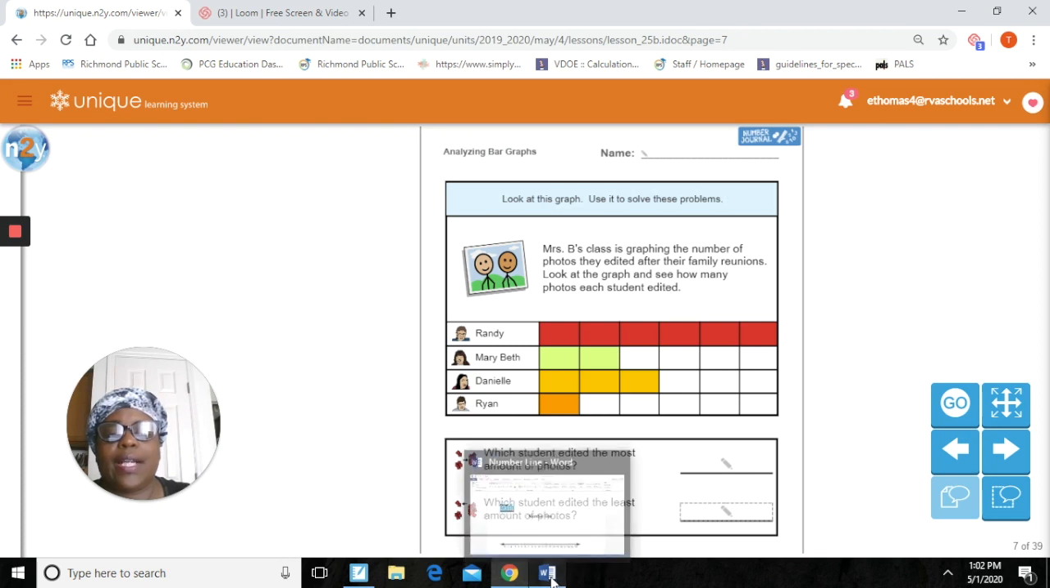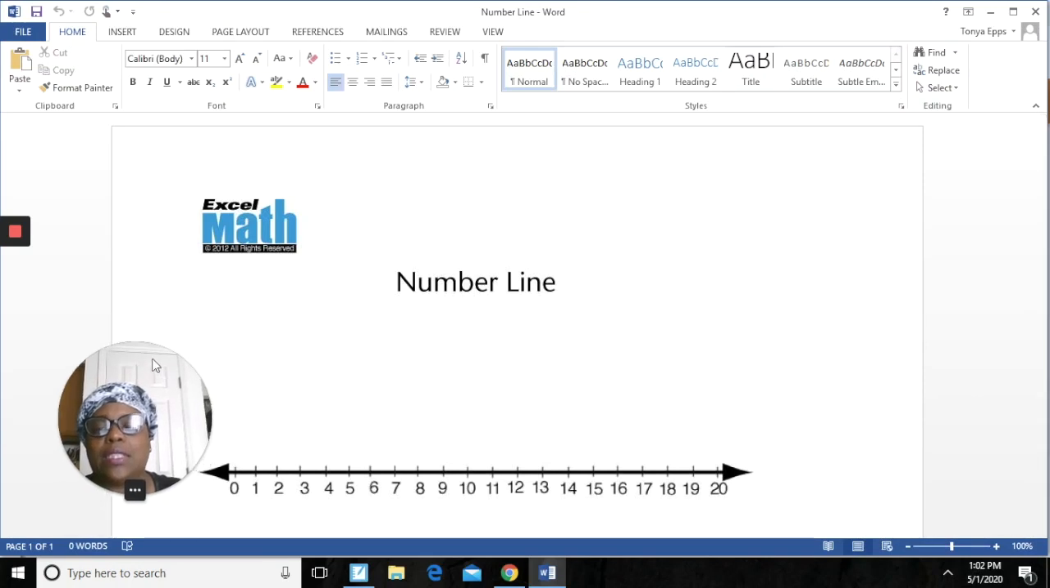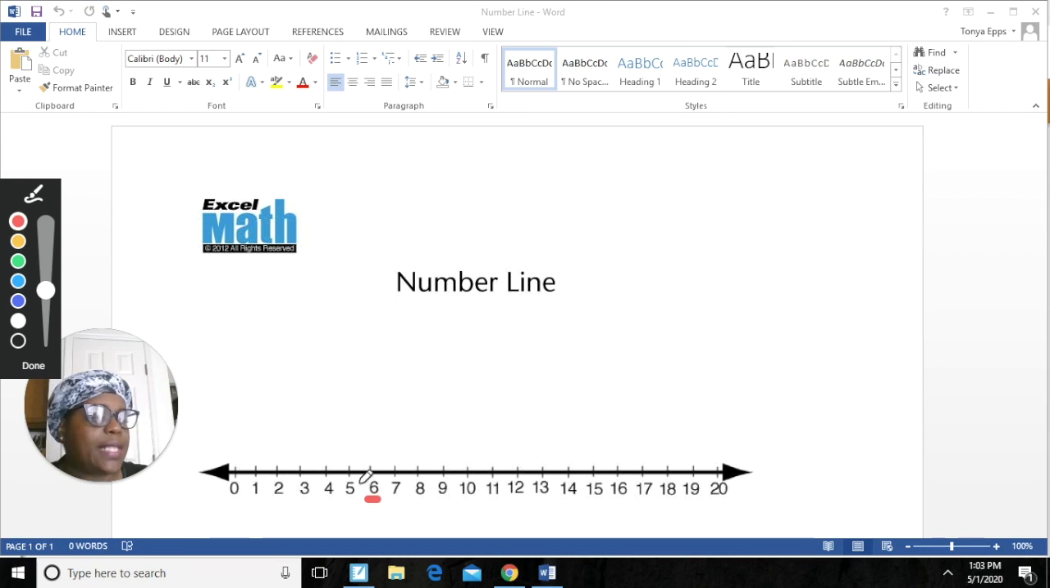Okay, so let's take a look at this number line, okay? And you will have access to this number line. So if we look at our first number, which was 6, that's 6. And our next number was 3. And our next number was 2. And then we had a 1. Now, whenever you're going this way on the number line, the numbers get higher. When you go this way on the number line, the numbers get smaller.